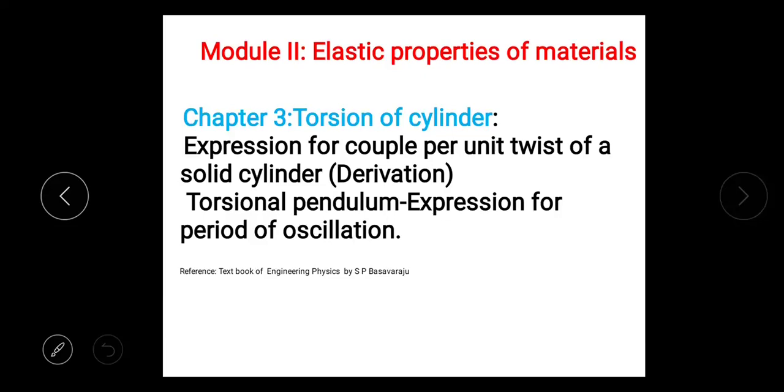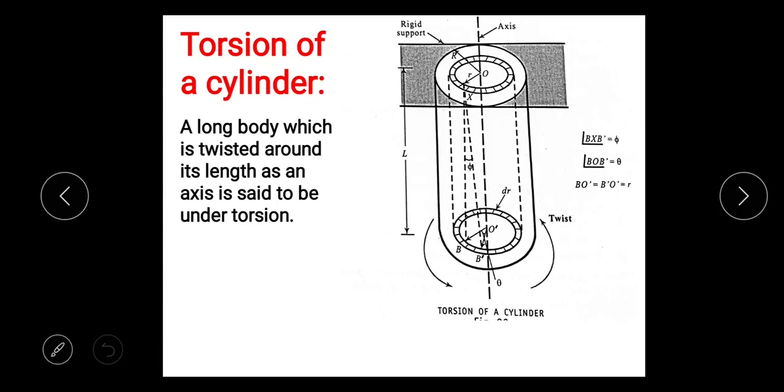Now I explain Module 2, Elastic Properties of Materials. Under that, I take Chapter 3, Torsion of a Cylinder. Here you study the expression for couple per unit twist of a solid cylinder, the derivation for couple per unit twist, and the torsional pendulum and expression for its period of oscillation. Now I'll go for the first one, torsion of a cylinder.